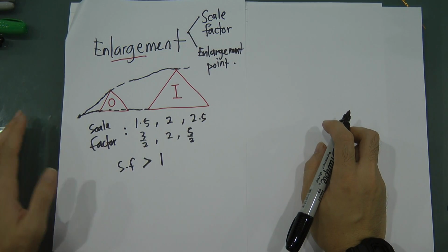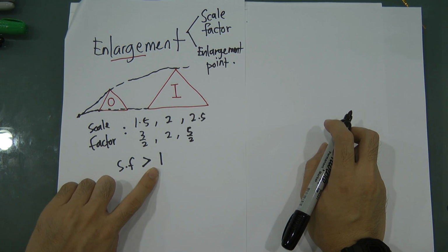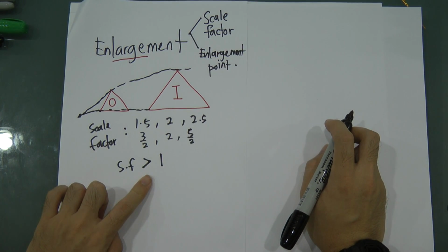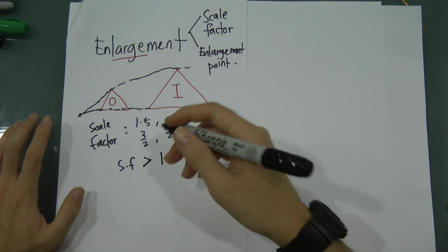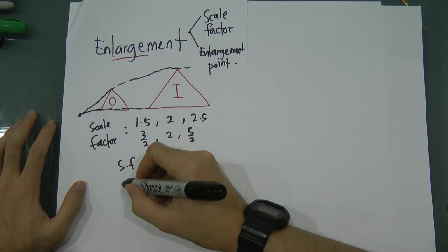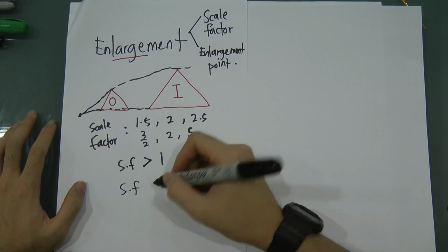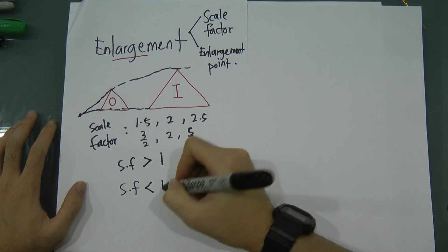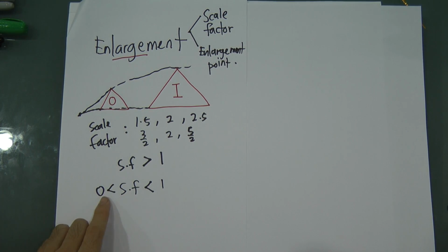It can go until infinity, depending on how big you want, but it must be bigger than 1. If the scale factor equals 1, it means the image and object are the same size. But bigger than 1 means the image will become bigger. But what happens if the scale factor is less than 1? We say less than 1 but bigger than 0, which means it's between 0 and 1.